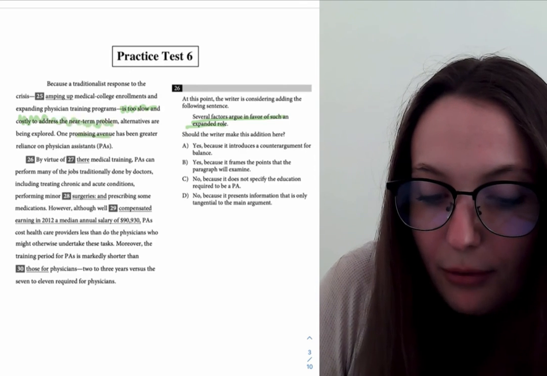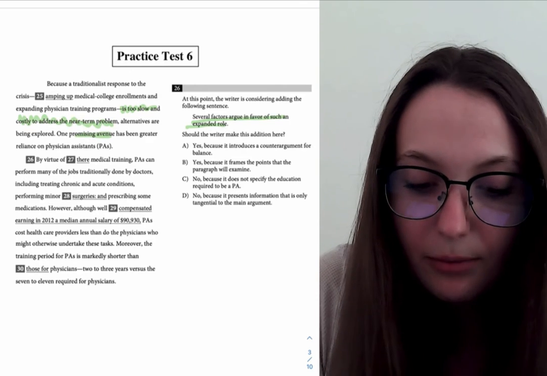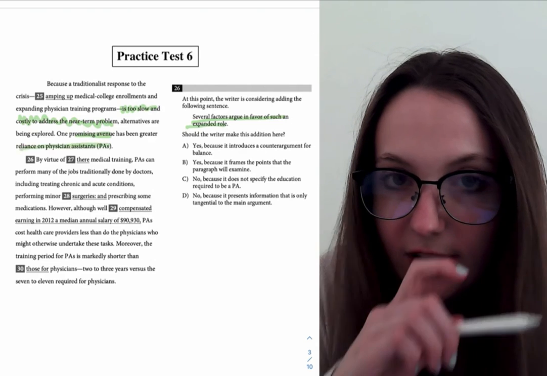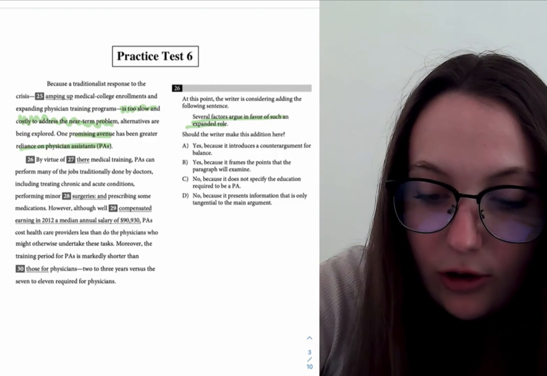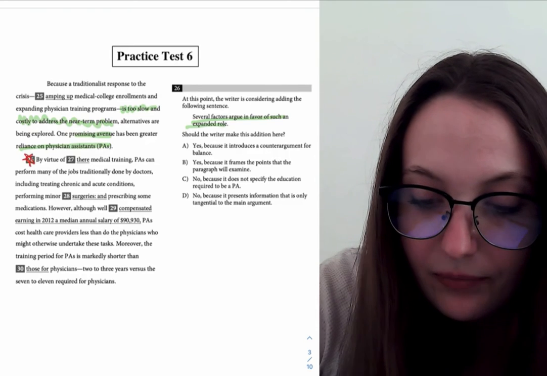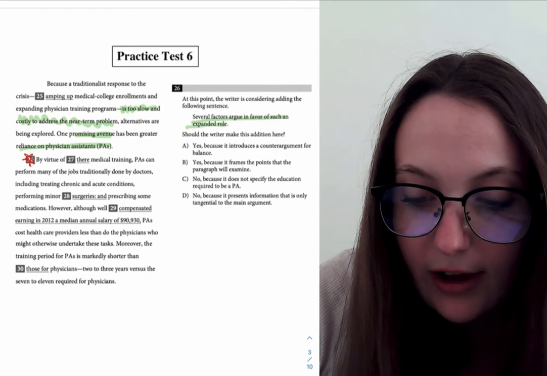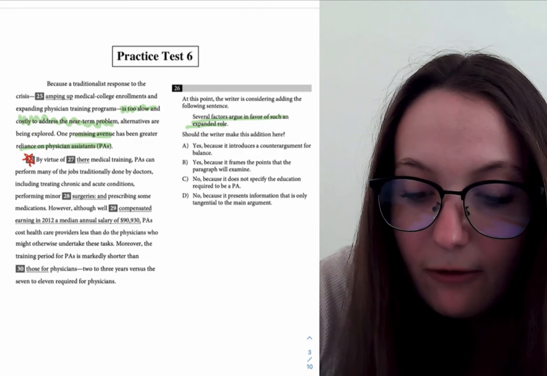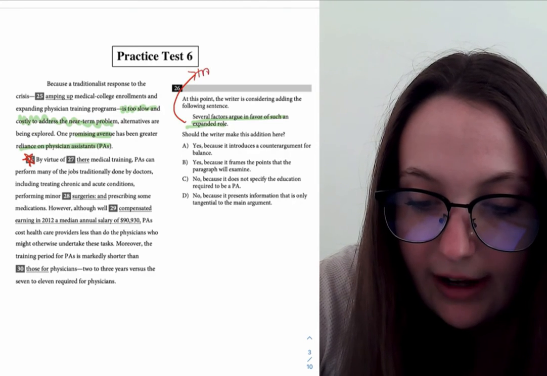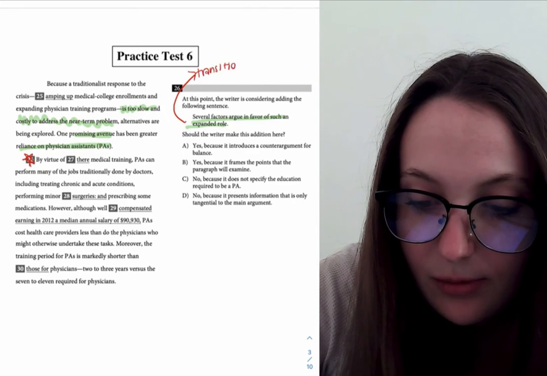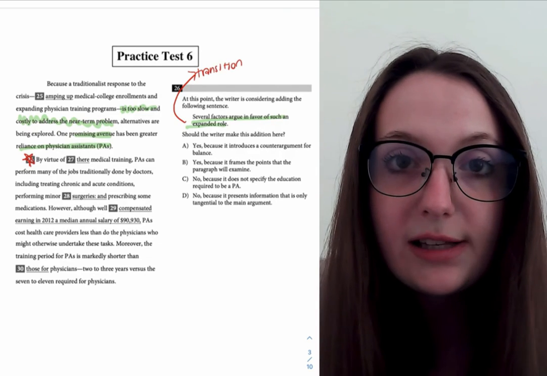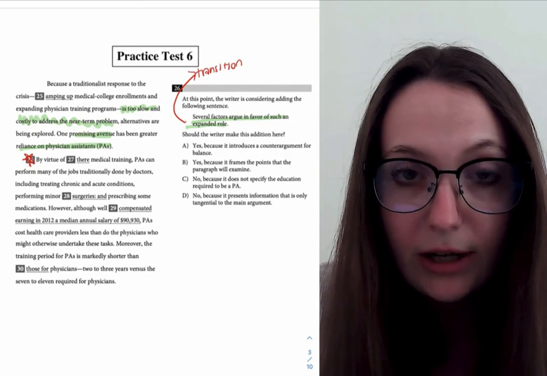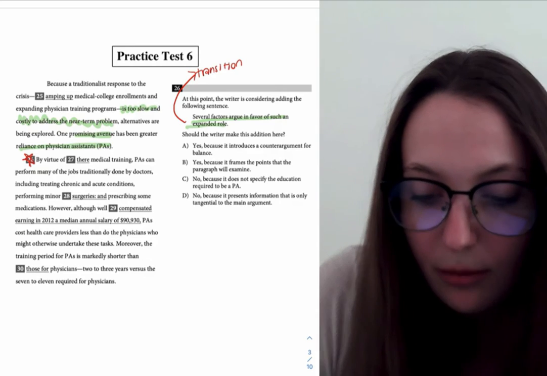And then they say one promising avenue or solution to the problem is to rely on physician assistants or PAs. And then if we were to start this paragraph with several factors argue in favor of such an expanded role, that would function as a really great transition sentence from the previous paragraph to this paragraph, because here it's talking about all of the reasons or the merits why that would be a reasonable or logical solution to the problem.